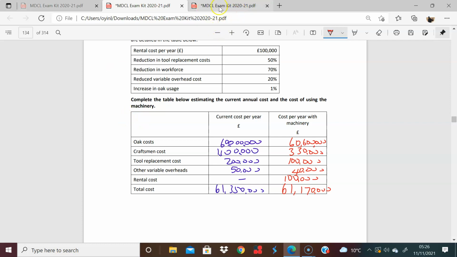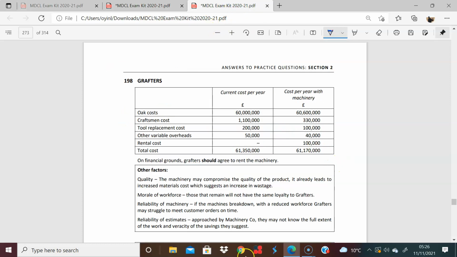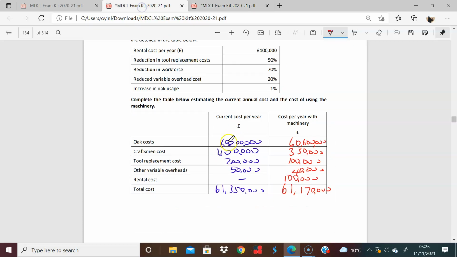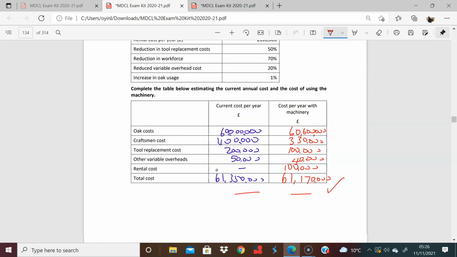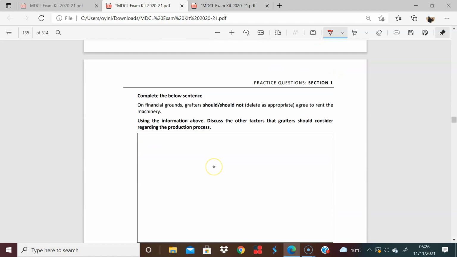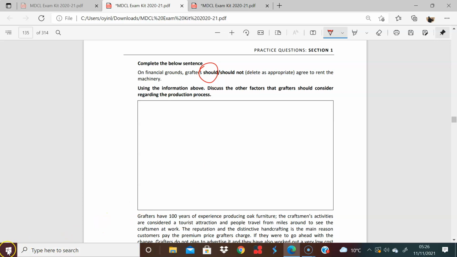Let's just check the answers. Yes, we're there. That's good. So we're correct. It's really important because I don't want to start talking if that's not the case. So that is correct. Now what we need to discuss, technically, this is cheaper. The first part says on financial grounds, Crafters should agree to rent the machine. And then this wants you to go through a series of other factors.